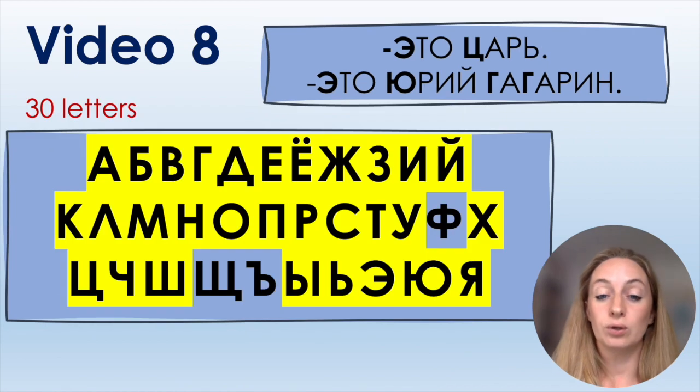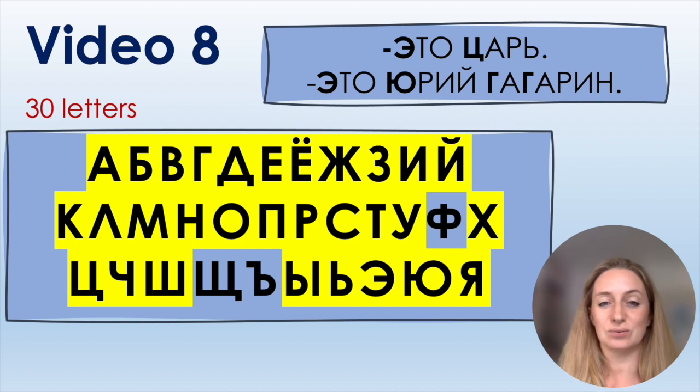So we learned now 30 letters from the Russian alphabet. In the next video, we will finish with the Russian alphabet. So watch the last video, which is video number 9, and you will be able to read everything in Russian.